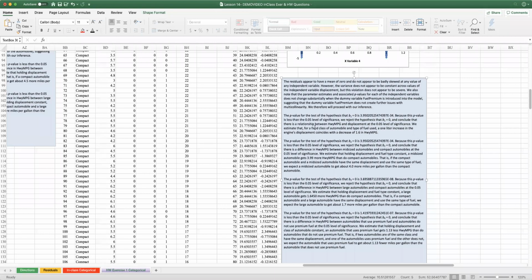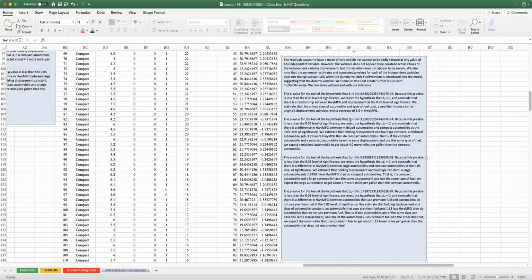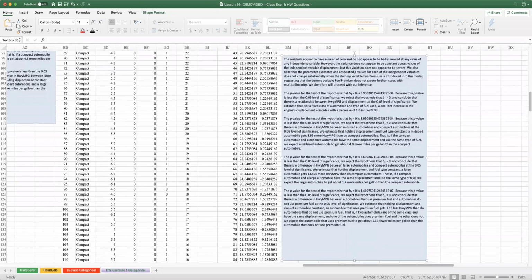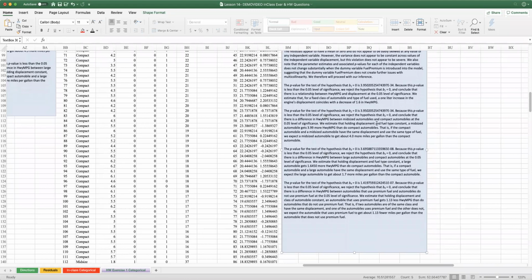So what we'd say, we estimate that for a fixed class of automobile, the type of fuel used, a 1 liter increase in the engine's displacement coincides with a decrease of 1.6 miles per gallon. Okay, then for B2, which is mid-size, it is significant. We estimate that holding displacement and fuel type constant, a mid-size automobile gets 3.99 more highway miles to the gallon than compact. That is, if the compact automobile and the mid-size automobile have the same displacement and use the same type of fuel, we expect a mid-size automobile to get about 4 more miles per gallon than the compact.